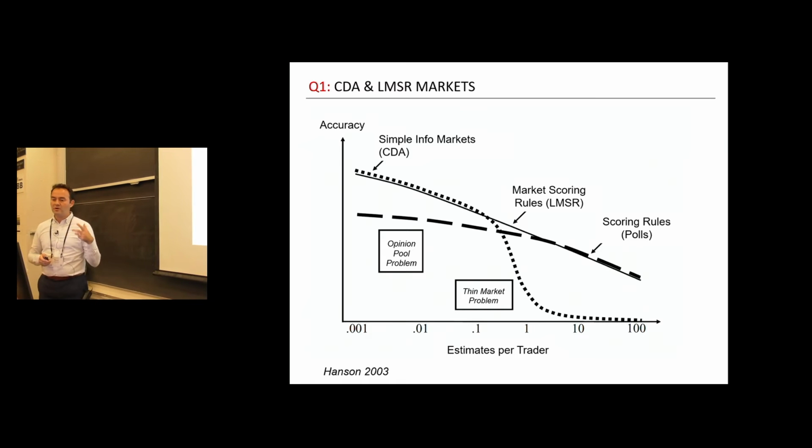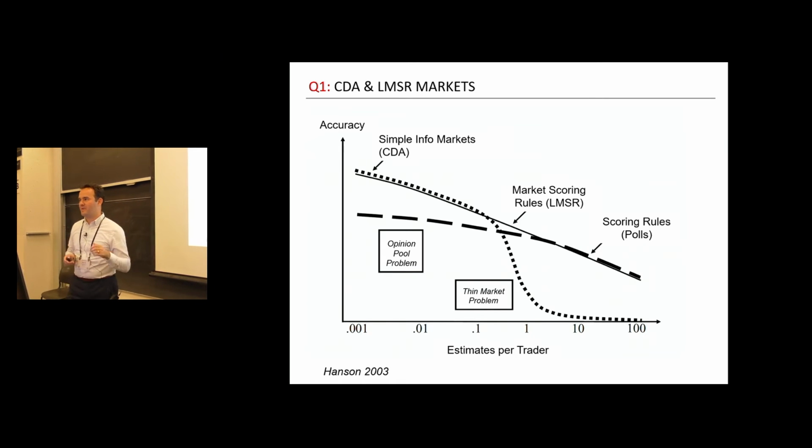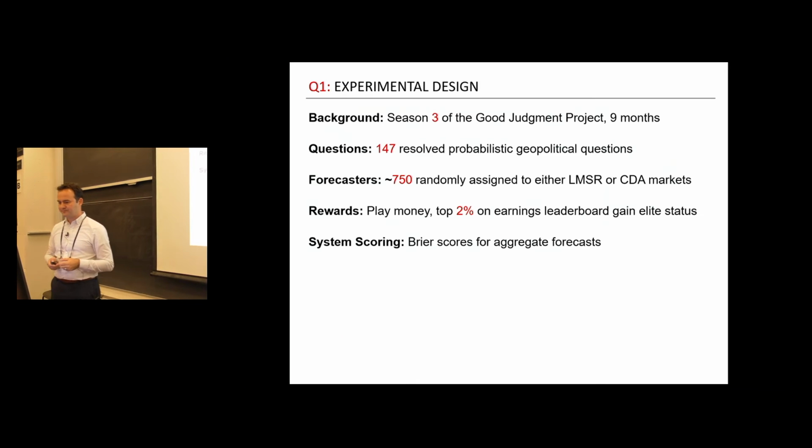And so we're going to look into that expectation as well by comparing CDA versus LMSR markets at different kinds of settings. So the first question about those two types of markets was based on season 3 of the Good Judgment Project. We have almost 150 questions. We randomly assigned 750 forecasters to one or the other.